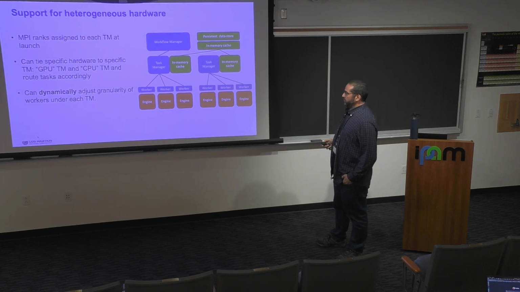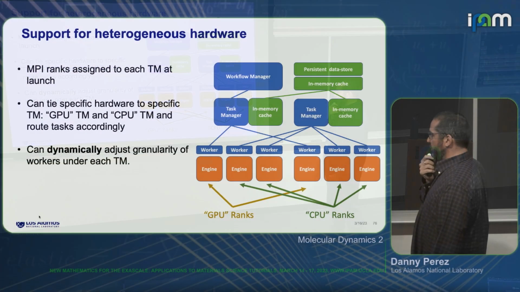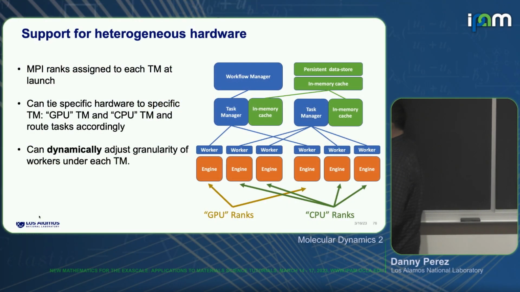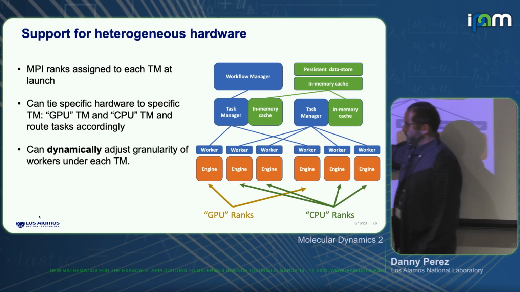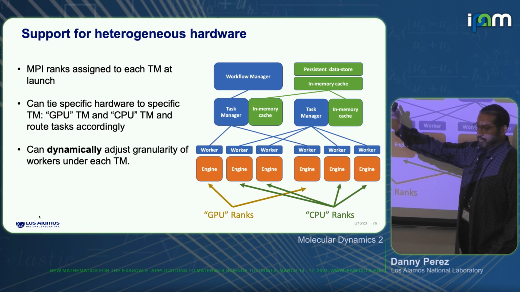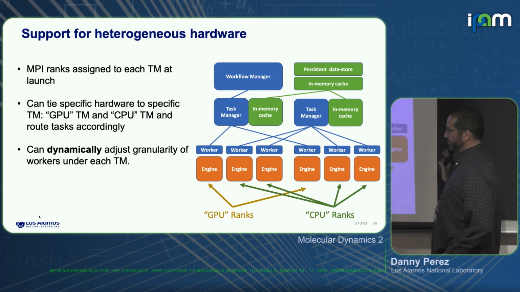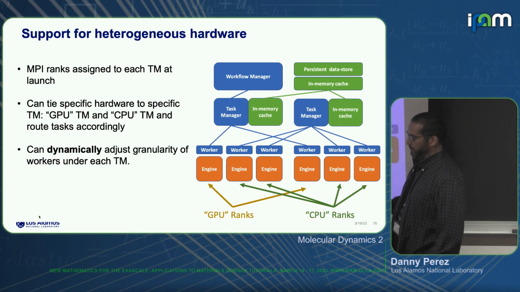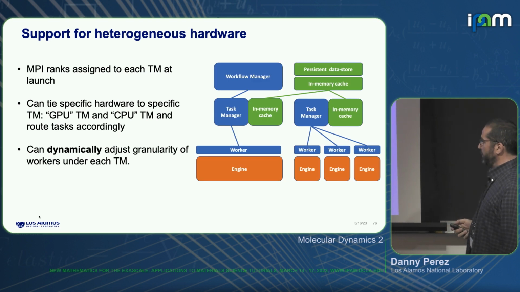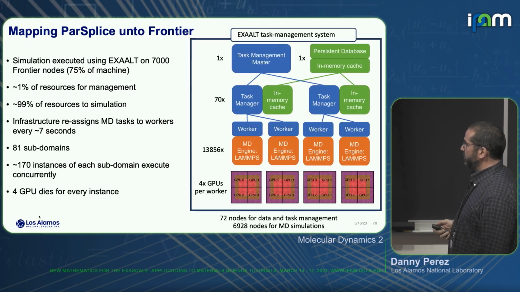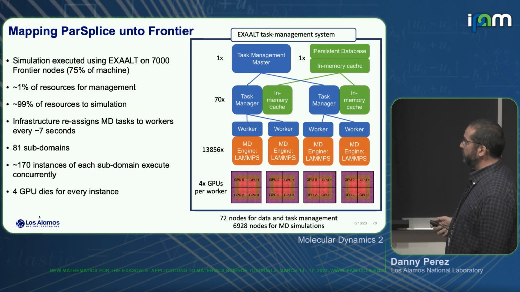I don't have time, I'll skip this. I'll skip this also. So we can deal with heterogeneous architectures. For example, when we run on GPU machines, typically we'll have a bunch of replicas that use one GPU each, and then there's a lot of leftover cores. So we can lump all of these from a few nodes into one replica and then add it up here. So it's very flexible. But I will skip this.